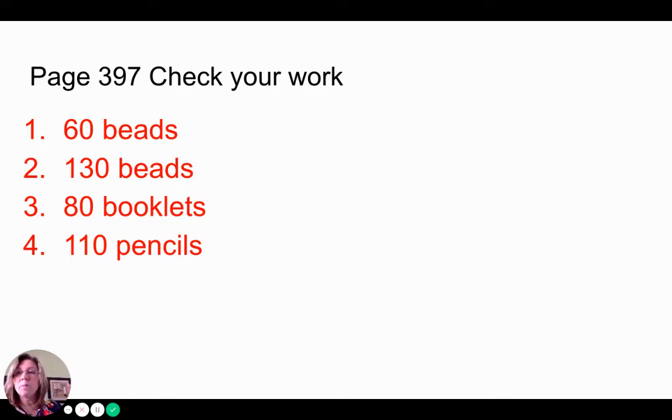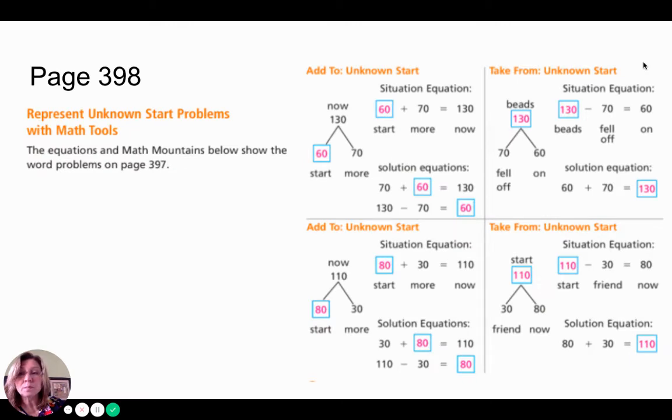Okay, I want you to look at page 398. What you're going to do, third graders, is use these numbers to fill in the missing blanks, okay? So use our 60, 130, 80, and 110, and fill them into the equations for each one. Stop the video right now if you need to, and then we'll talk about it when we come back. All right, let's look at this page.